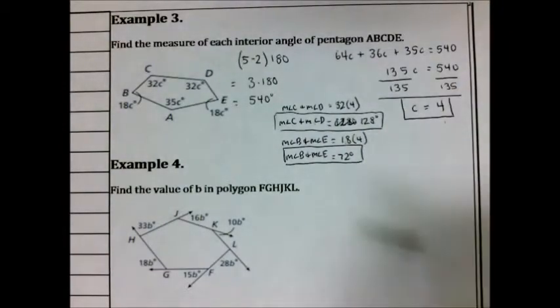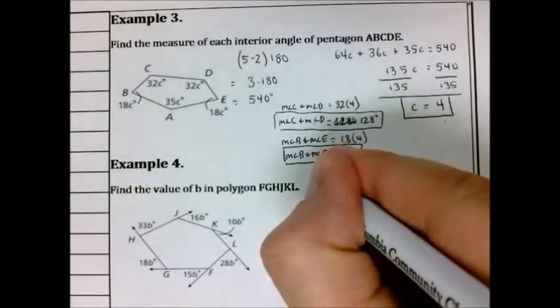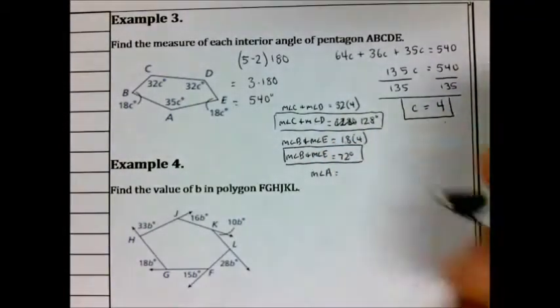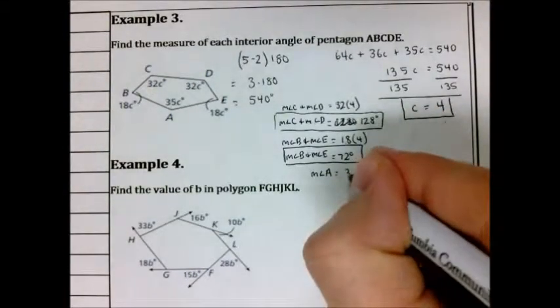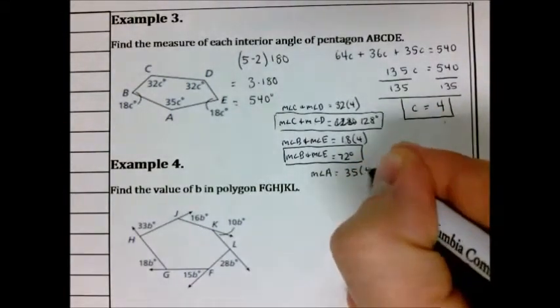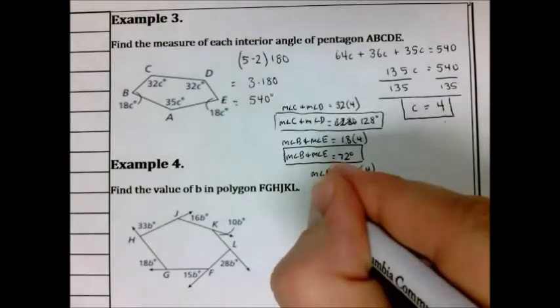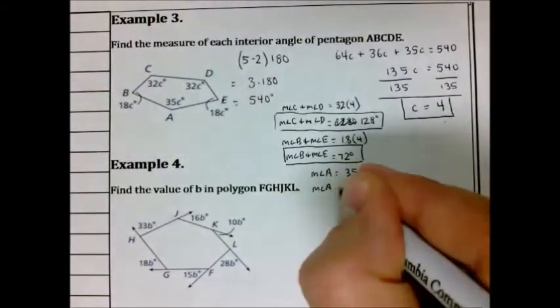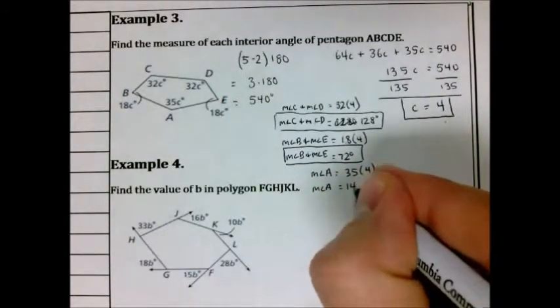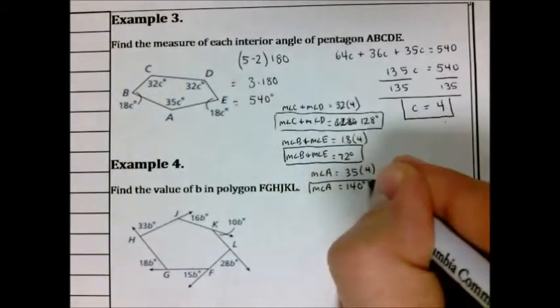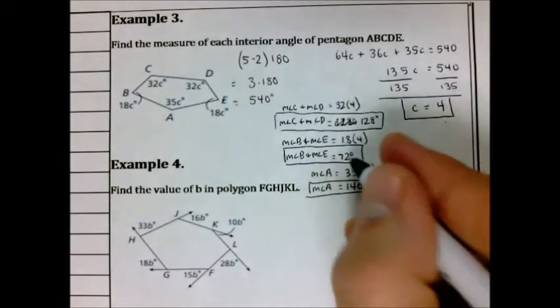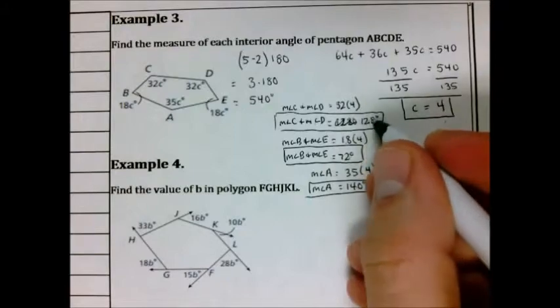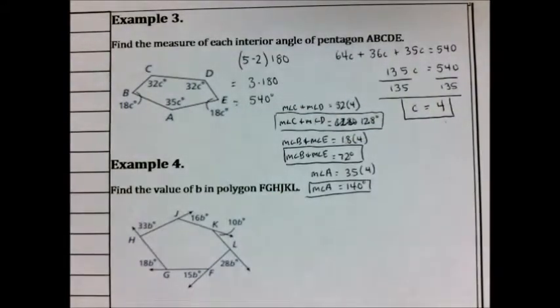And then the last one, the measure of angle A. I'm running out of room here. The measure of angle A is 35C. Remember, C is 4 again. 35 times 2 is 70, and 70 times 2 is 140 degrees. And if you add all of these up, 140 plus 72 plus 72 plus 128 plus 128, you'll get a total of 540 degrees.